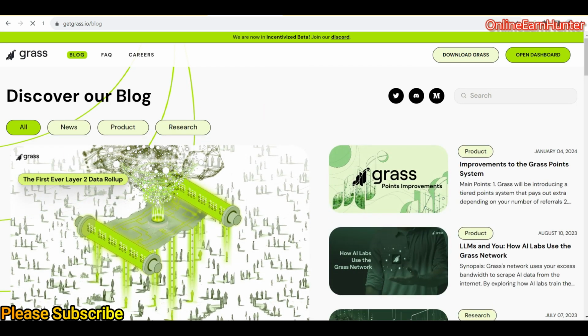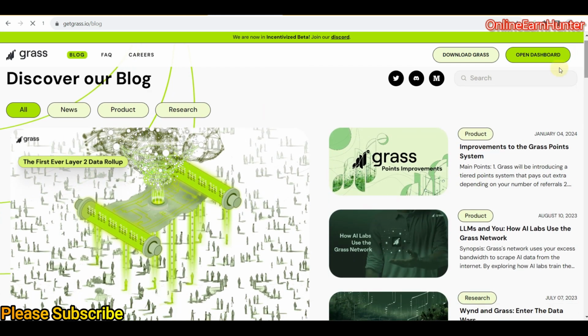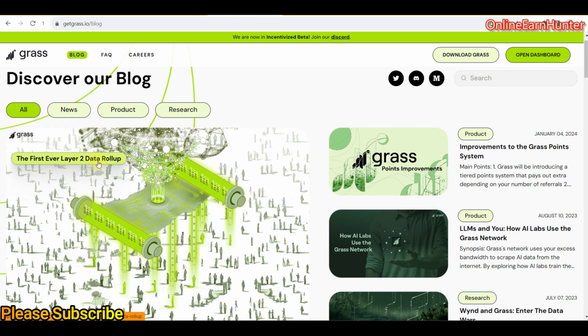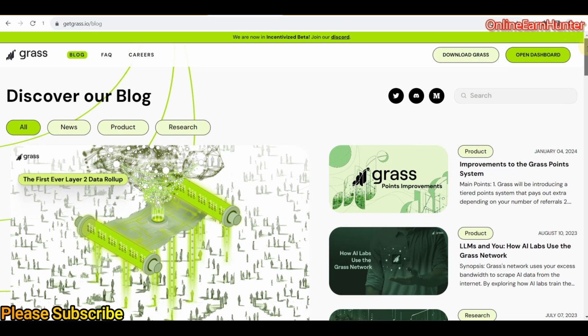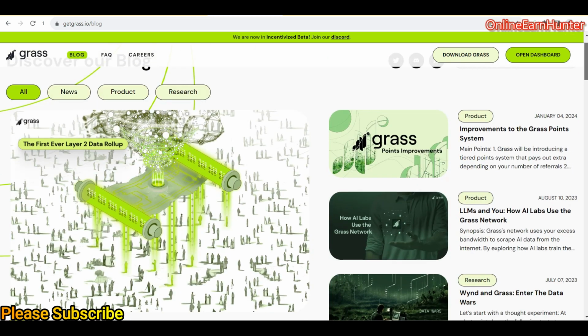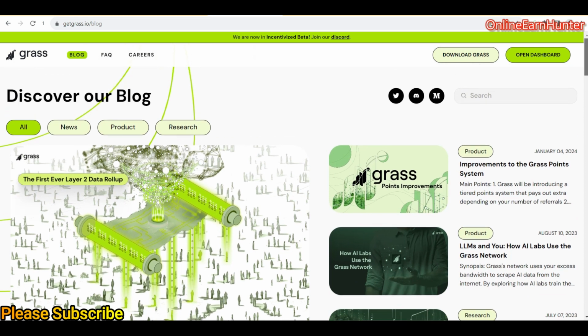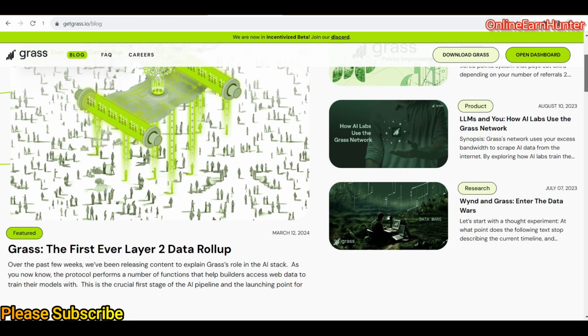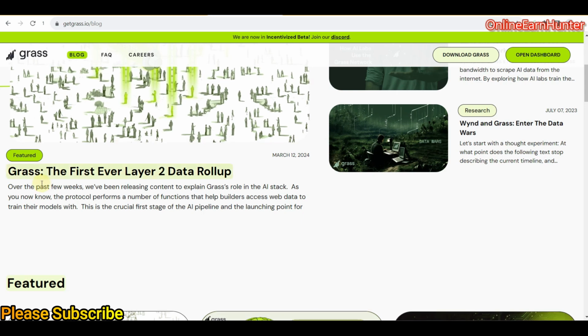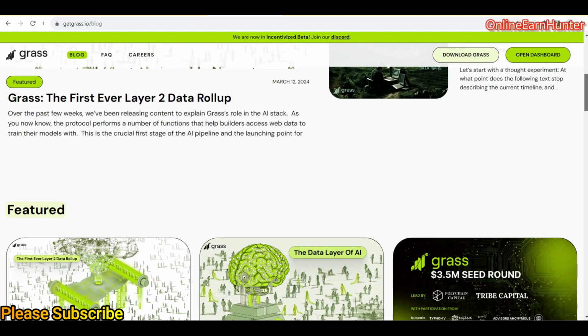So you can see from their blog they say that it's the first ever layer 2 data rollup on Solana. Solana is a cryptocurrency network, the most advanced network, which has a lot of liquidity. Any coin launching on there, from meme coins to layer 1 coins, are pumping. They pump hard on Solana. So when the Grass token launches on Solana, it's going to be very, very beneficial.